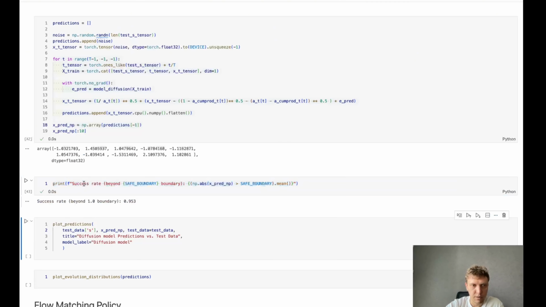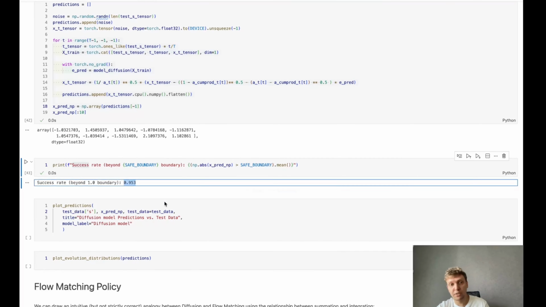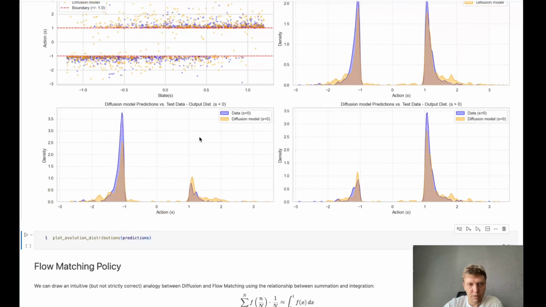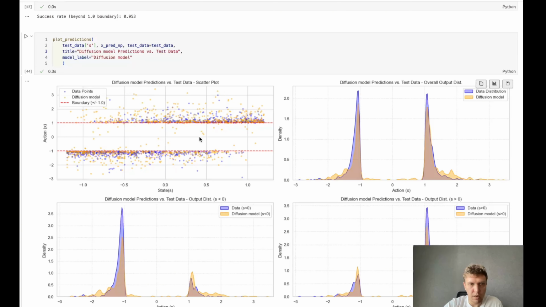So let's look at the success rate. Success rate is 95%. That is pretty high. And let's look at our distributions. You can see that, again, it's not ideal, actually, but the distribution of predictions is much closer to the original distribution of the data than in any previous approach. Again, it's not an exact match. We see there is some extra variance. There are some samples that go into the area between -1 and 1, so we are far from ideal. But the actual distribution, the orange one, is very close to the blue one.